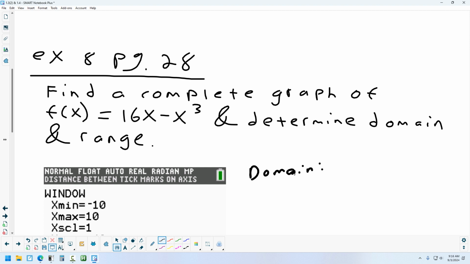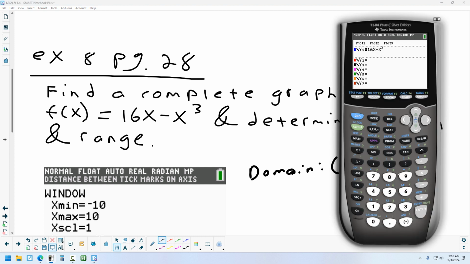Yeah, you can take any number you want and cube it. You can take any number you want and multiply it by 16. You'll never get an error like dividing by 0 because that doesn't come up here. So the domain is all real numbers. Now let's go back and look at the calculator and look at the range.